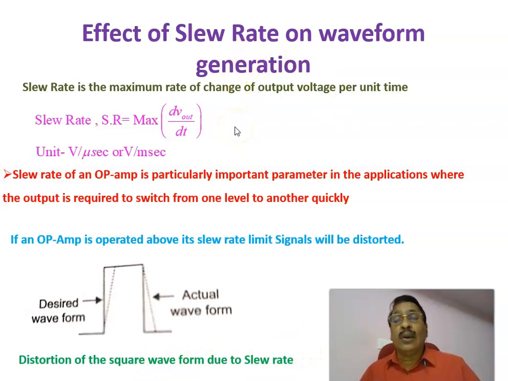0.5 volt per microsecond is the slew rate for a typical op-amp IC, and that much time will be taken. For that time, the maximum permitted change in voltage is 0.5 volt per microsecond. If the voltage is required to change faster than this slew rate, then the output voltage gets distorted like that. That is the effect of slew rate on the shape of the output waveform, the effect of slew rate on waveform generation.